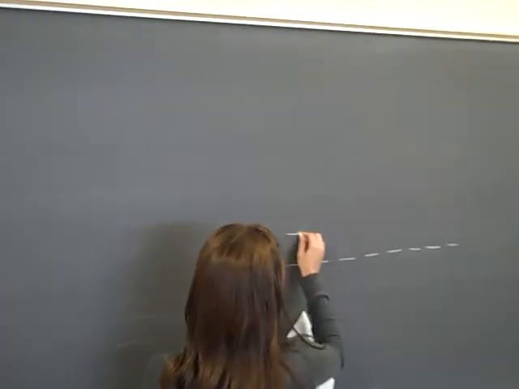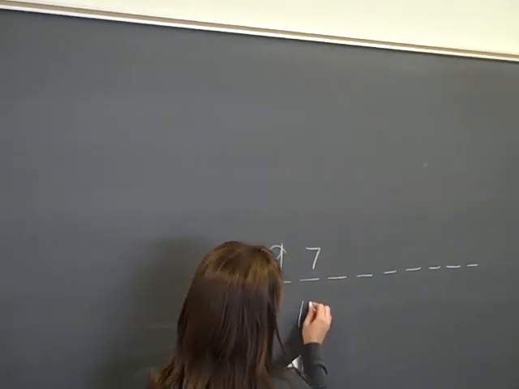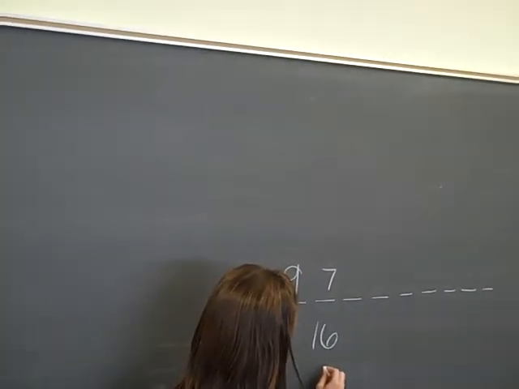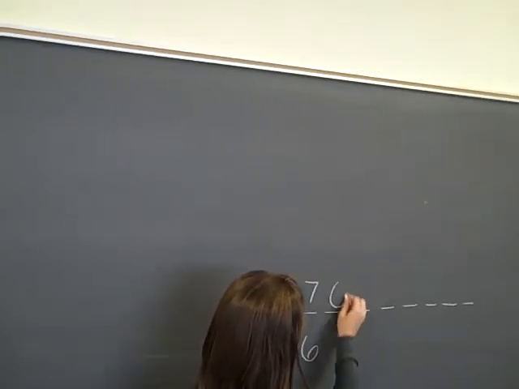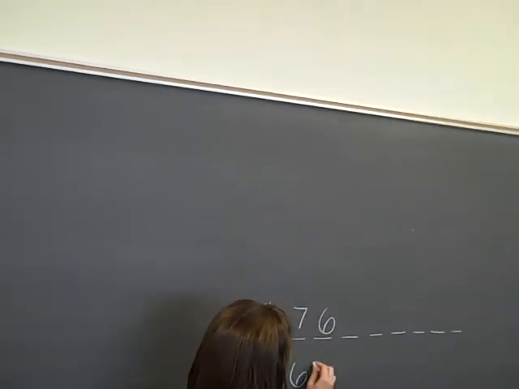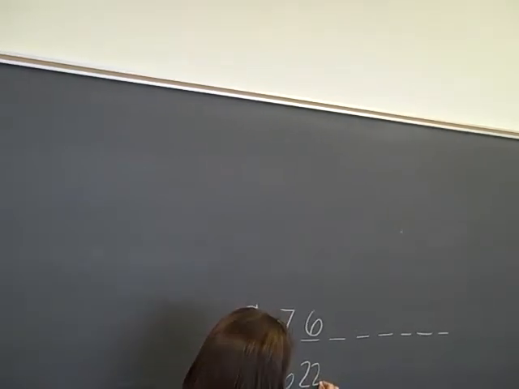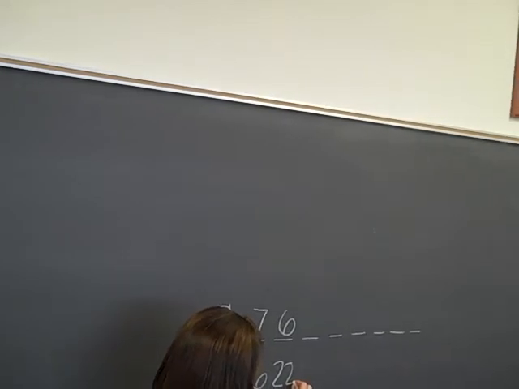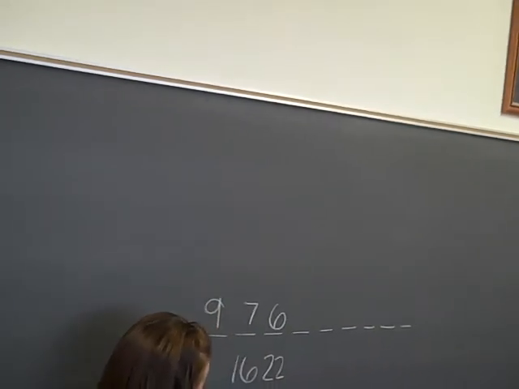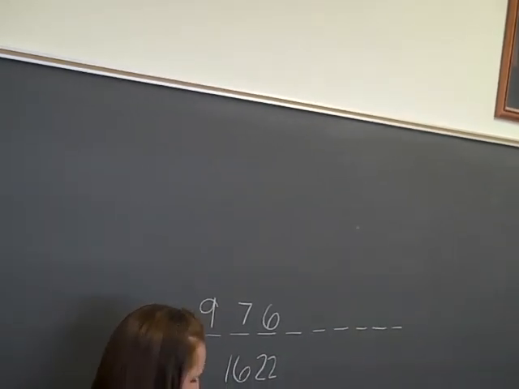9, 7, so then you get 16, which is divisible by 2. And then 6, 22, not 22.